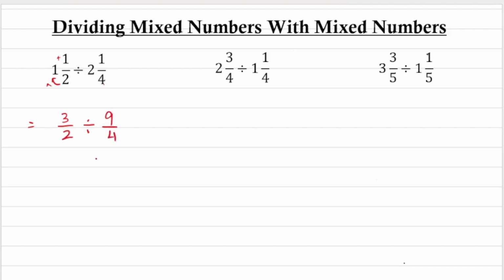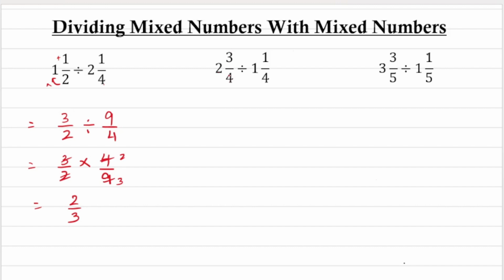And now this is a normal division problem. So it is 3 halves multiplied by the reciprocal of 9 fourths, which is 4 ninths. 3 times 4 is 12, 2 times 9 is 18, or I can cancel it over here only. 4 divided by 2 is 2, and 9 divided by 3 is 3. So my answer is 2/3.